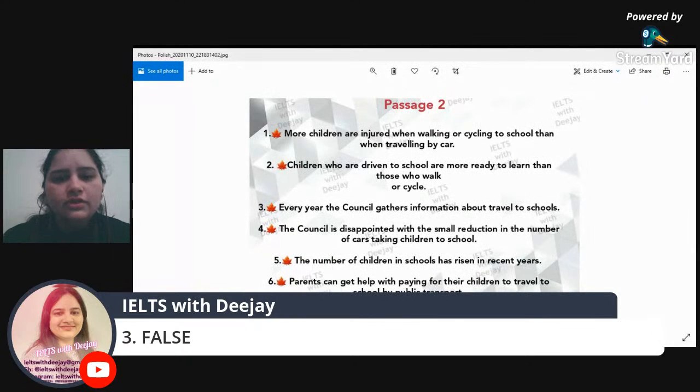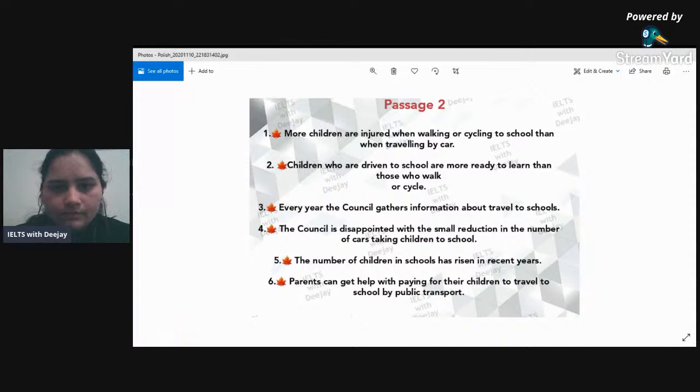Take the screenshot of these questions, the passage 2 questions, so that we can do them again. And you will understand how we are marking true, false, and not given. Take the screenshot of the passage 2 and let me know when you're ready to start so that we can do these questions.